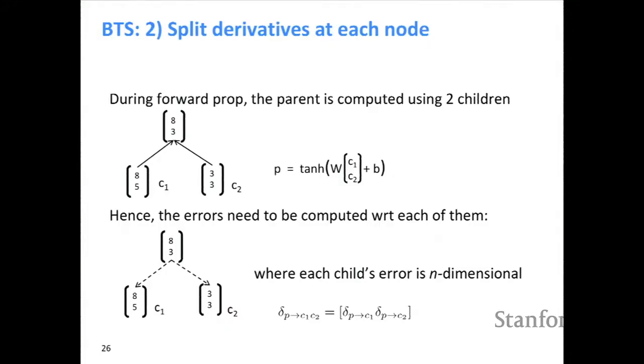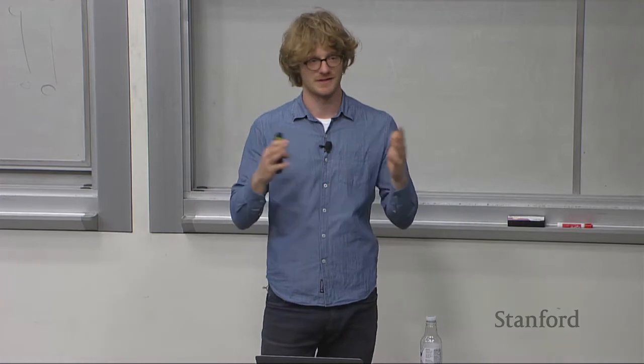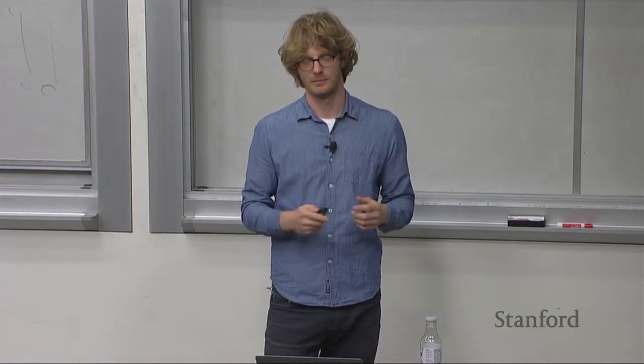And then intuitively, and this is similar to what you've seen in recurrent neural networks where one derivative goes to the previous hidden state and one goes to the word vector, you just split your derivatives for each of the children. And then the last one, again not too different from recurrent neural networks: whatever comes forward during forward propagation will go backwards in backprop, and then you basically have the total error message that arrives at each node in the tree coming from the score that you try to lower or increase at that node, as well as from the parent nodes. So it's essentially just a flow graph like we have in TensorFlow, but for tree structures.